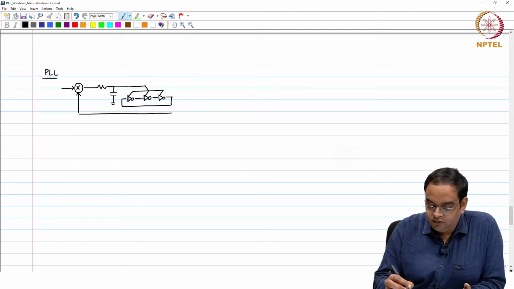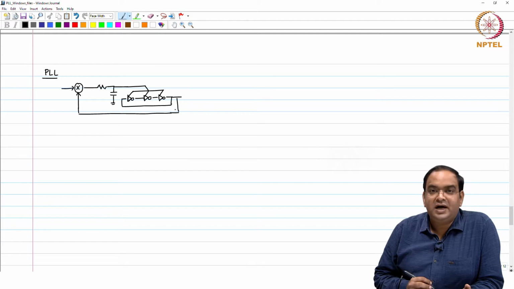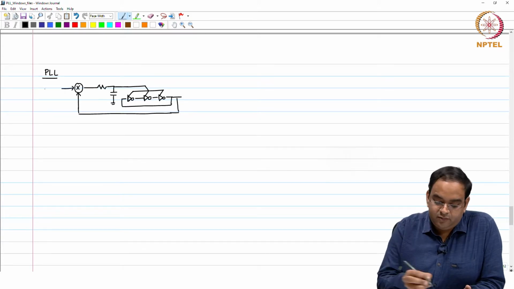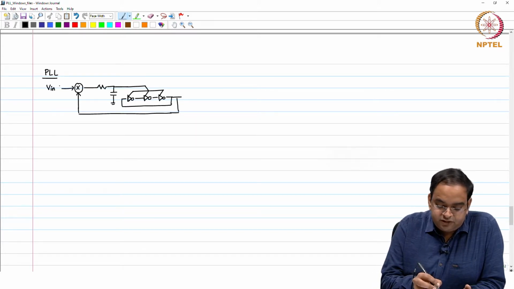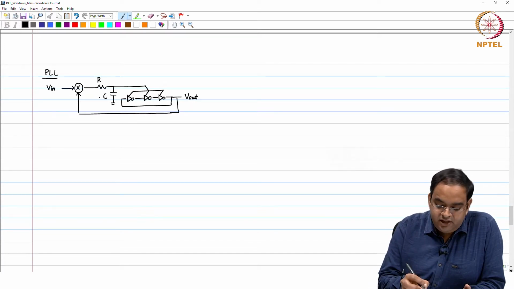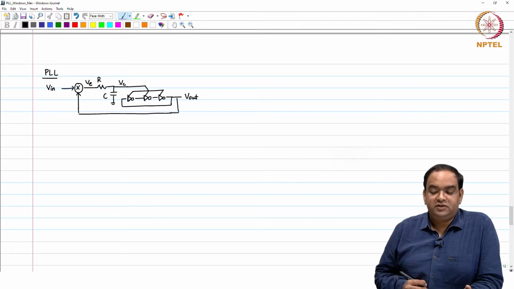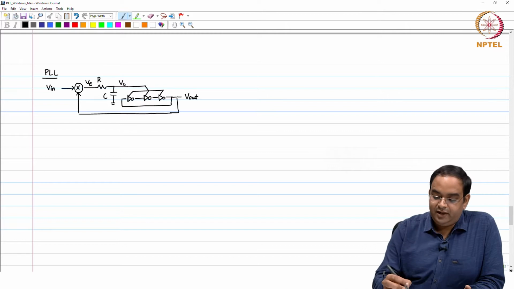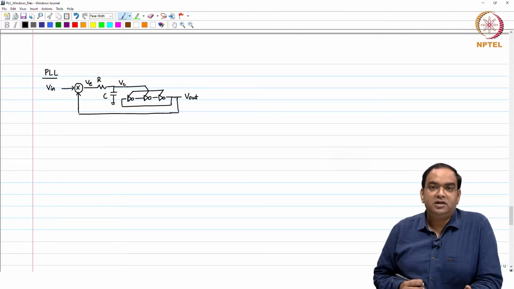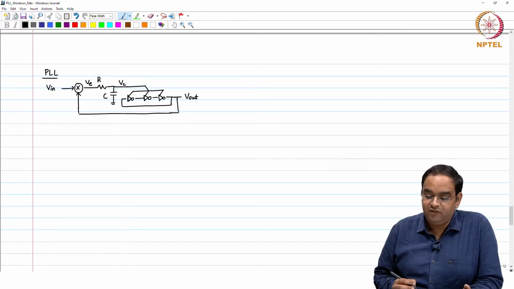In this session we would like to see how these two blocks are related with the help of an example. So, this is V in, this is V out, you have R and C here, this is V error, and this is the control voltage of the oscillator. And we have seen the relationship between V error, V in, V C and all other variables.